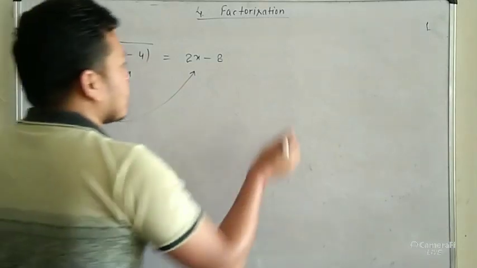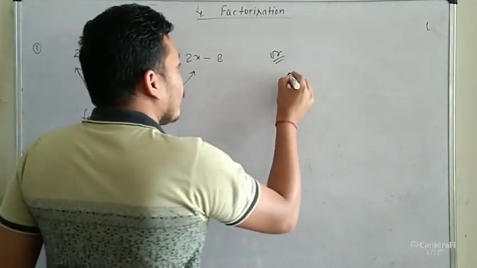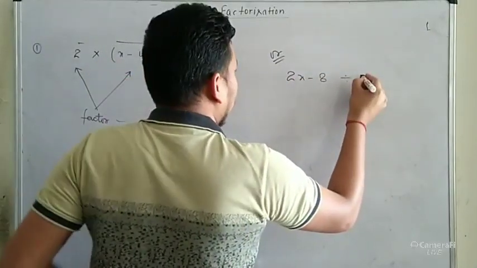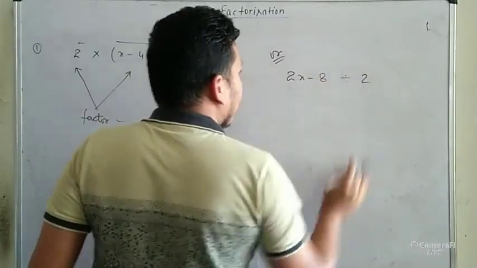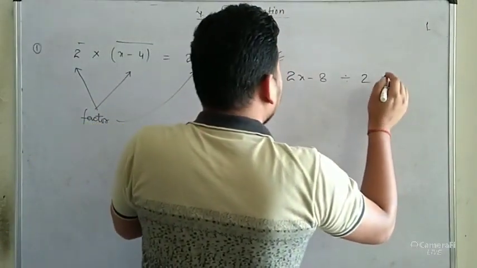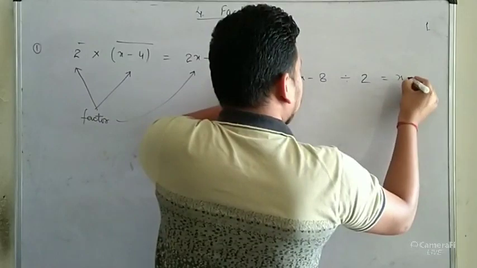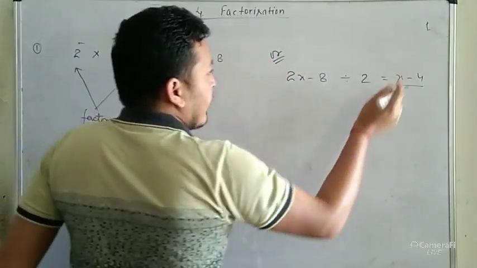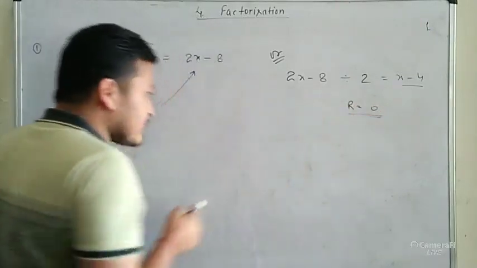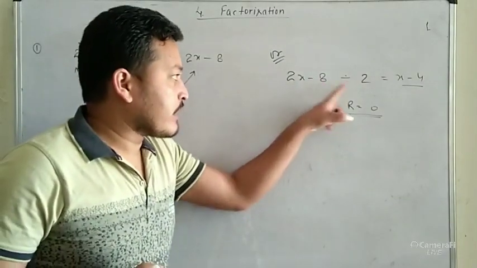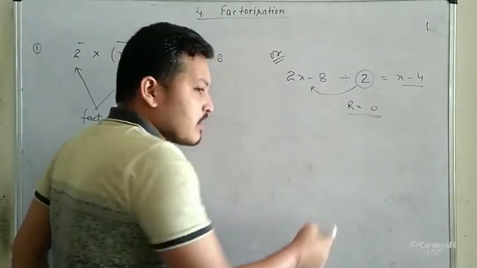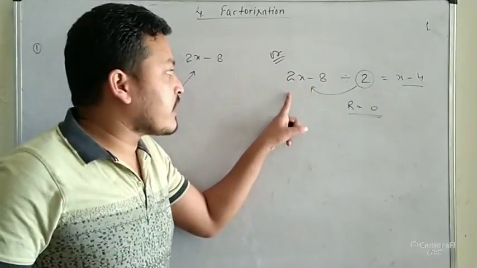Or in another way, if we want to say, there is also a second option: when we divide 2x minus 8 by 2, what will be the final answer? 2 will divide this and this, so what will be left? It will be x minus 4. It means x minus 4 is the final result here, and the remainder we get is 0. So we can say that 2x minus 8 is completely divided by 2, the remainder is 0. So here 2 is a factor of 2x minus 8.